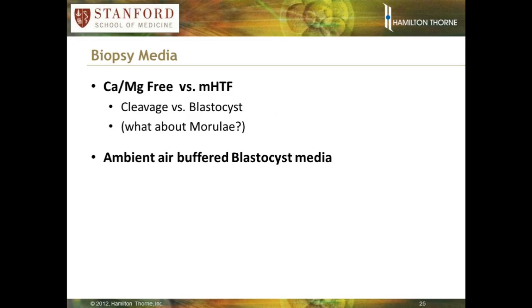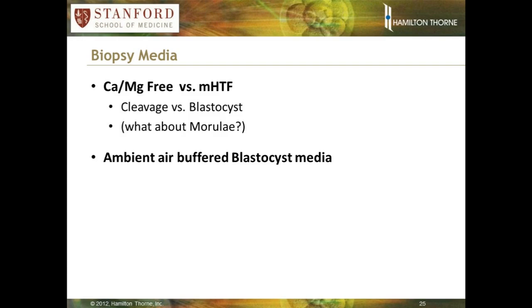So what about the biopsy media? It was clear and apparent when we do day 3 biopsy, cleavage stage embryo biopsy, that the use of calcium-magnesium-free medium, particularly in those embryos that have begun some compaction, is advantageous. A compacted embryo makes it very difficult to remove a blastomere, increasing the risk of lysis or tearing of the membrane of the blastomere. However, this does not seem to be the case with trophectoderm biopsy.